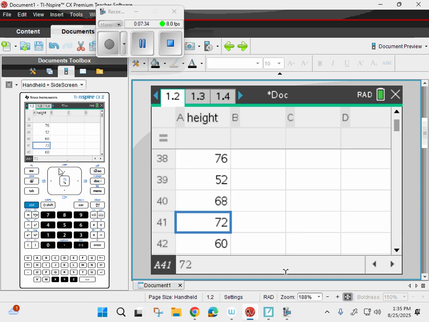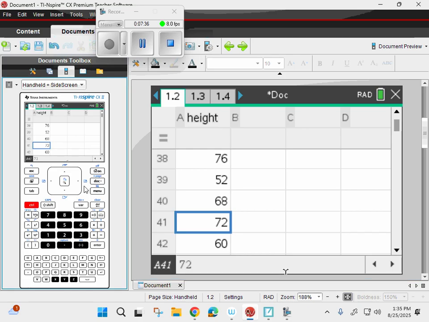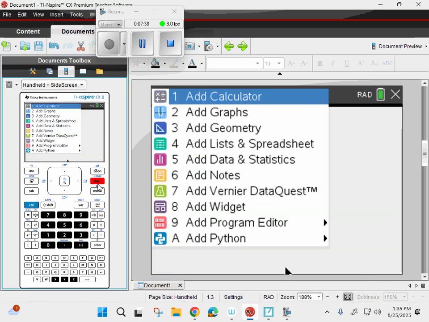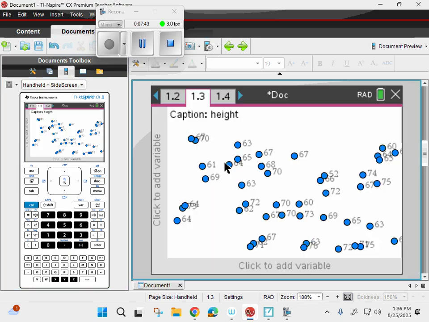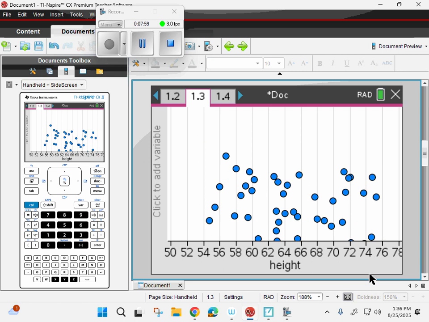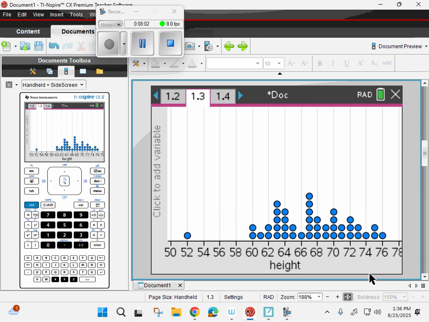So press Control plus a page, which is Control Doc. Then press Add Data and Statistics. It's number 5, I think. It's 5. Add Data and Statistics, okay? Then you're going to click on the x-axis down here. Now click on the x-axis, and whatever you titled it, enter in like height. Woo! It's so fun to watch, okay? It puts all the dots in a nice little order. This is a dot plot.